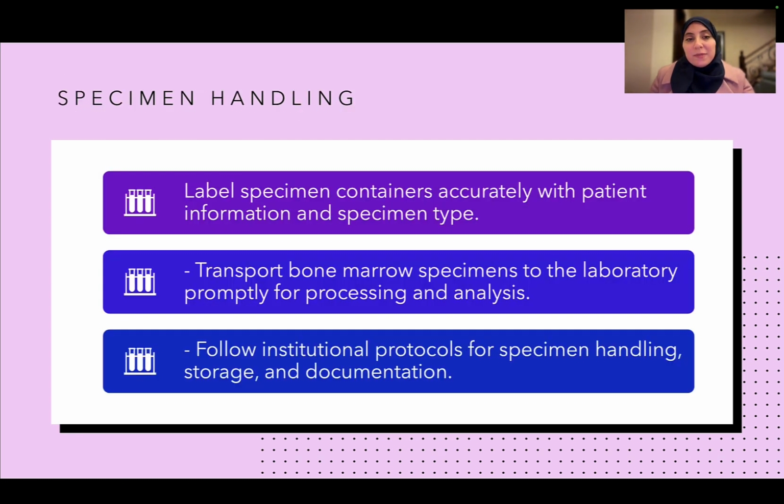As for the specimen, again, here in our hospital, usually it's handled by the bone marrow technician. However, we need to know that each specimen is labeled accurately with the patient information and the specimen type, and it should be transported promptly to the lab for processing and analysis, as these are very fragile cells, and if they die, many of the tests cannot be done properly.